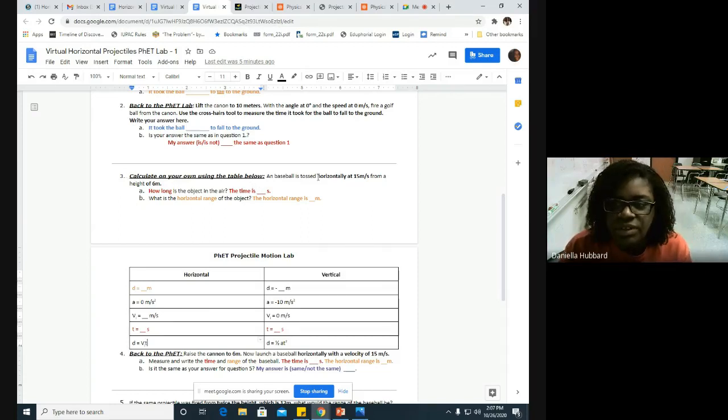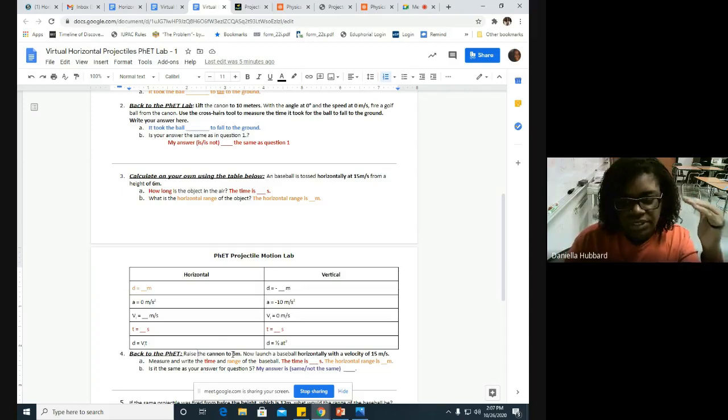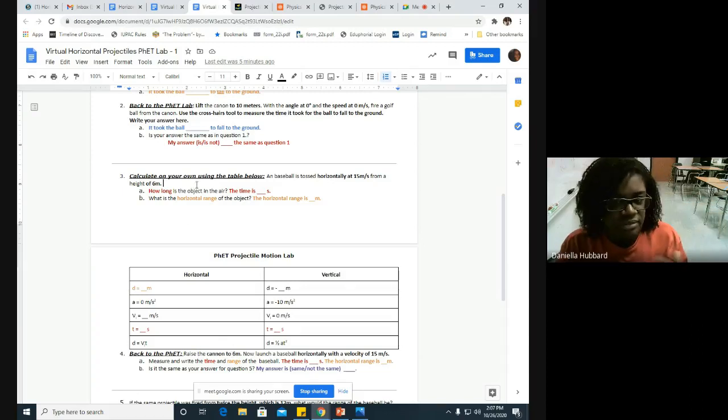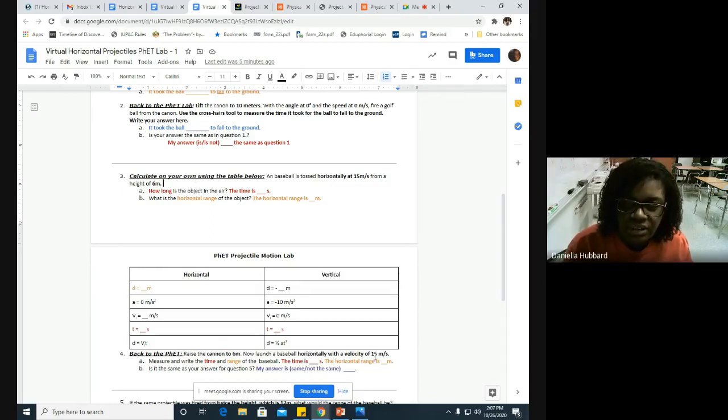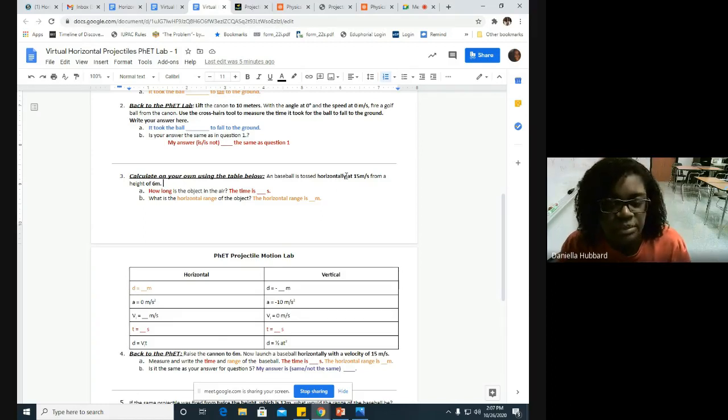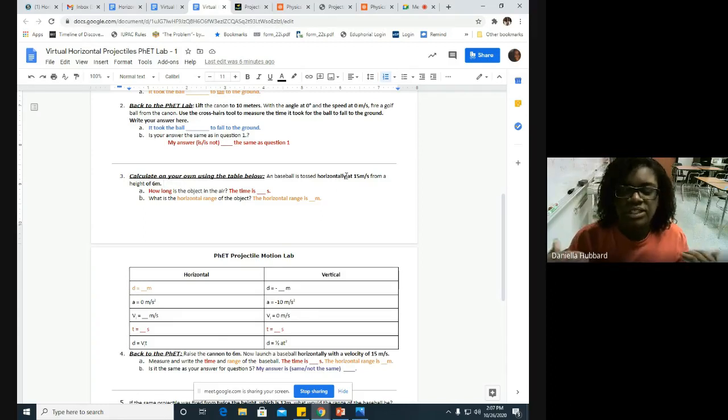So number 3, we're launching horizontally with 15 meters per second from a height of 6 meters. This is the information that you're going to have when you have to calculate. When you go back to the PhET lab, it's telling you raise the cannon to 6 meters, which is the height that we're tossing it from in number 3. And then we're also going to change the speed to 15 meters per second, which is the same speed that you have in number 3. Okay, so catch the pattern.